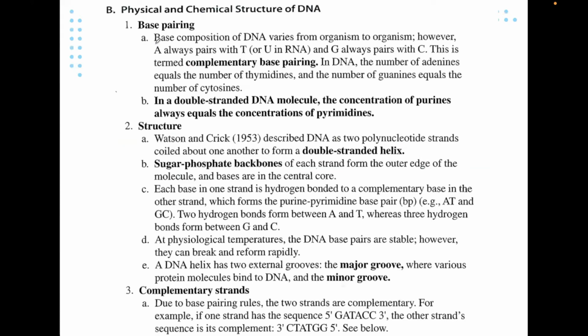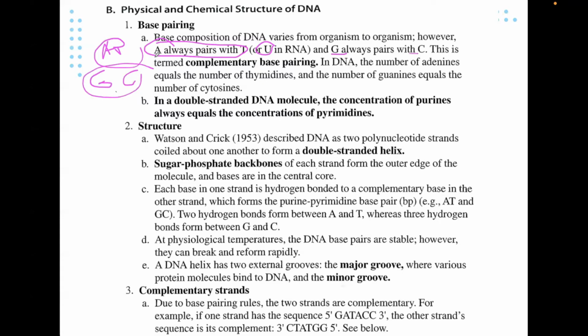Next, for the physical and chemical structure of the DNA, we have your base pairing according to the Chargaff's rule. Base composition of DNA varies from organism to organism. However, A always pairs with T. Okay, yung ating palatandaan na A and T, laging sila yung magka-partner. Or U in case of your RNA. And G always pairs with your C. Okay, G and C, parati po sila magka-partner.